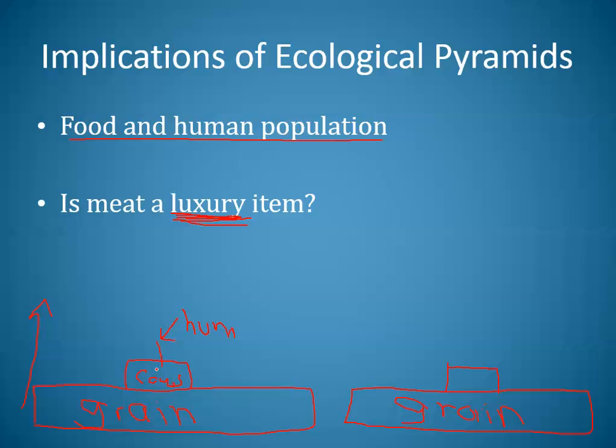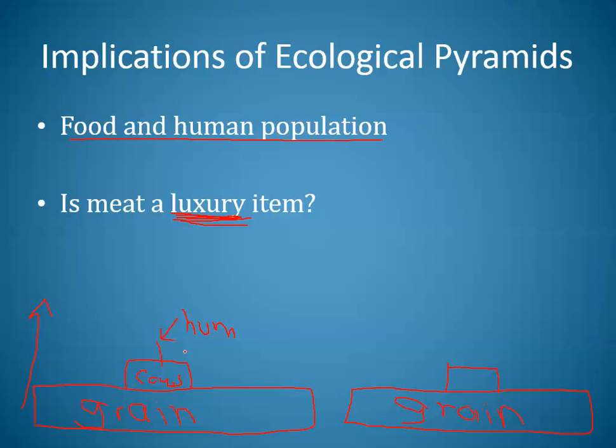Meat, especially beef, for instance: it takes roughly 8 pounds of grain to produce 1 pound of beef. Other meats have a higher conversion rate. It only takes about 4 pounds of grain to make 1 pound of pork, and about 3 pounds of grain to make 1 pound of chicken.